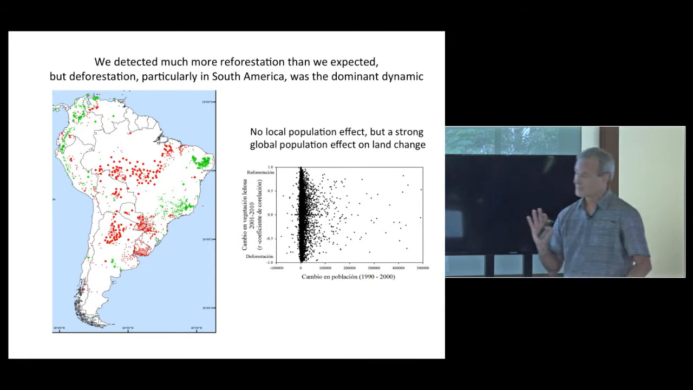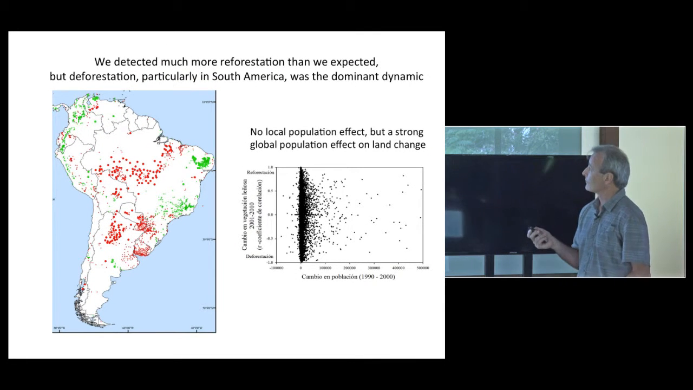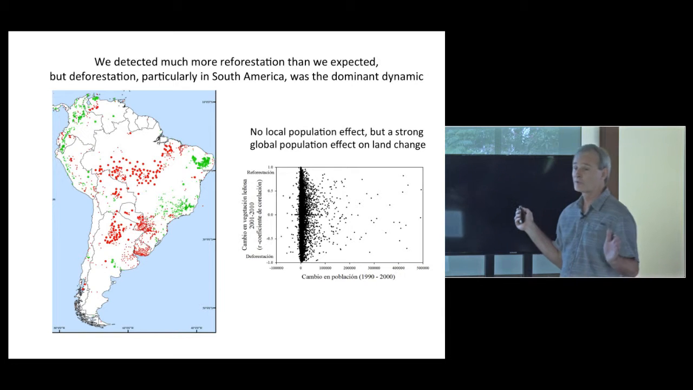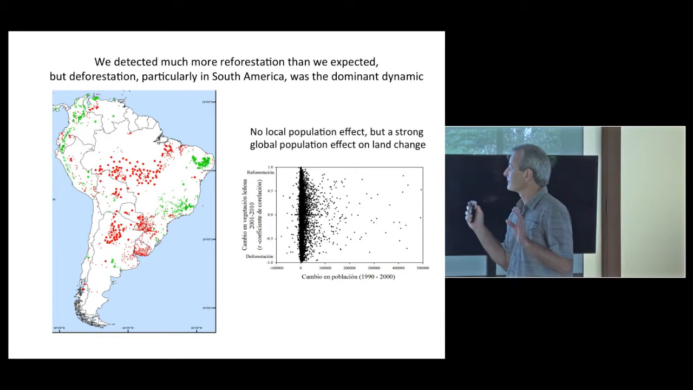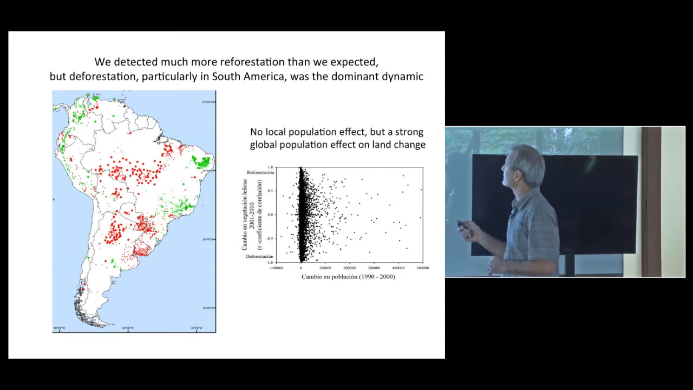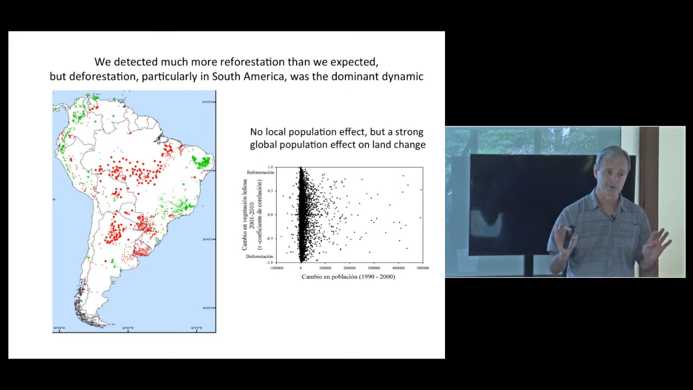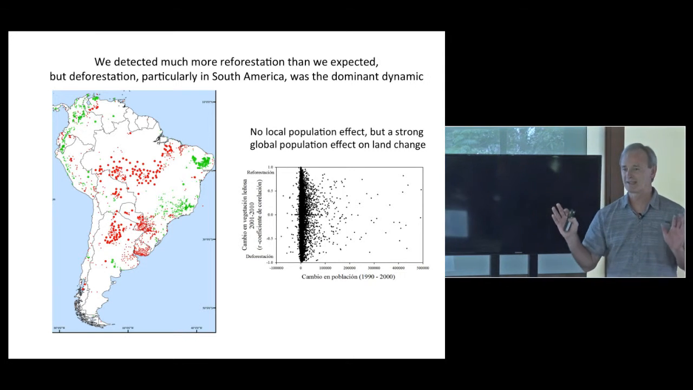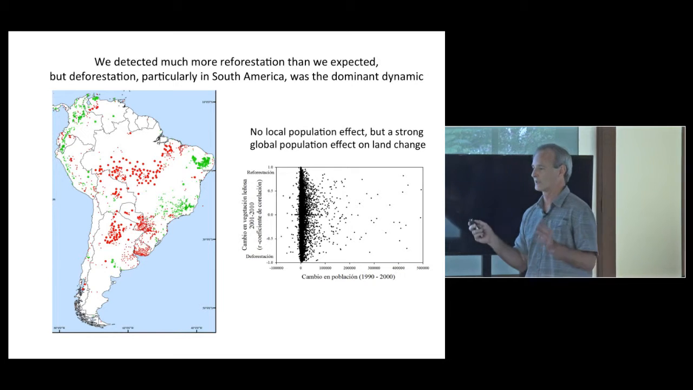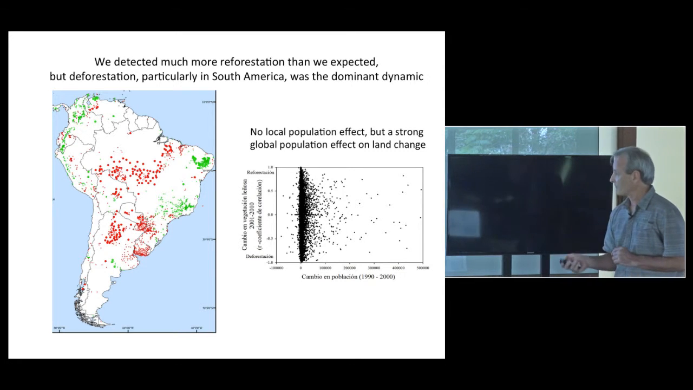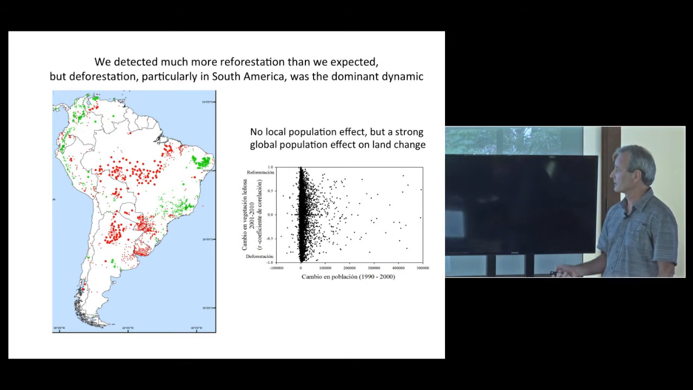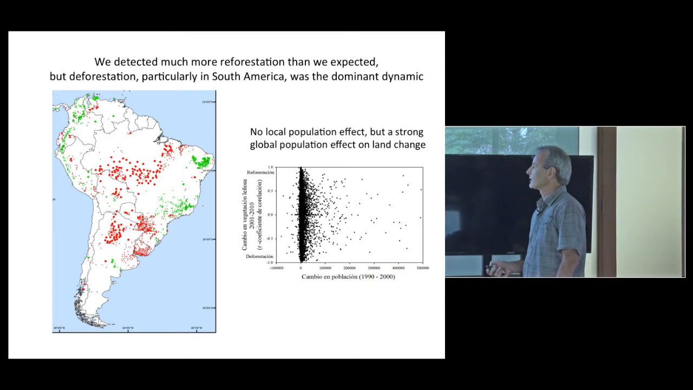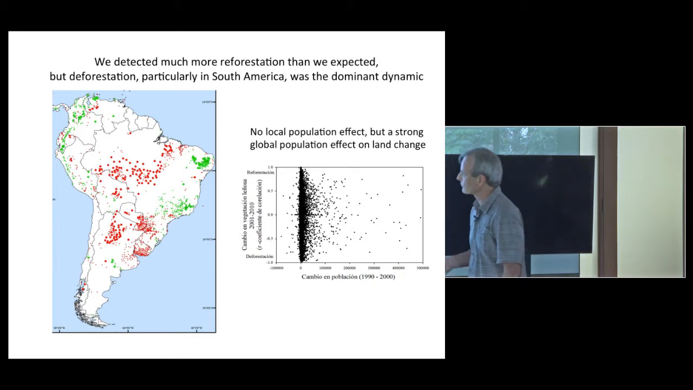Okay. So clearly, we detected a lot more reforestation than we expected, but deforestation continues to be the major process that's occurring in South America. And so I don't want to misguide you in thinking that everything looks good. There's clearly lots of areas that are being deforested in Brazil, in Paraguay, Argentina, and Bolivia, and throughout all the countries.